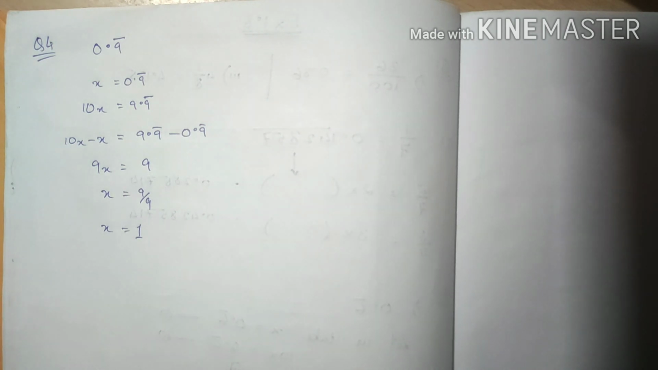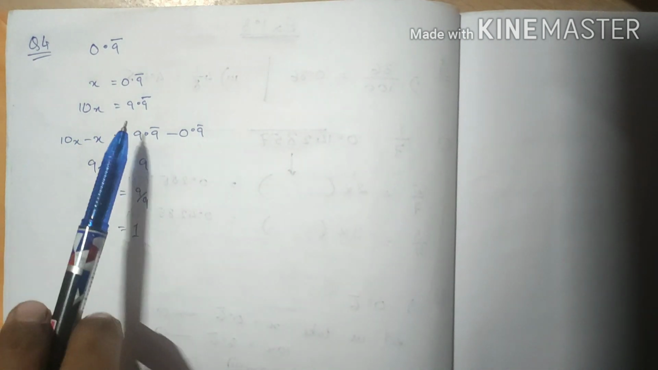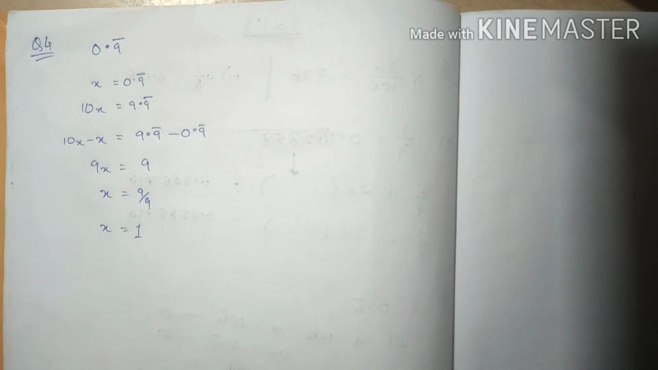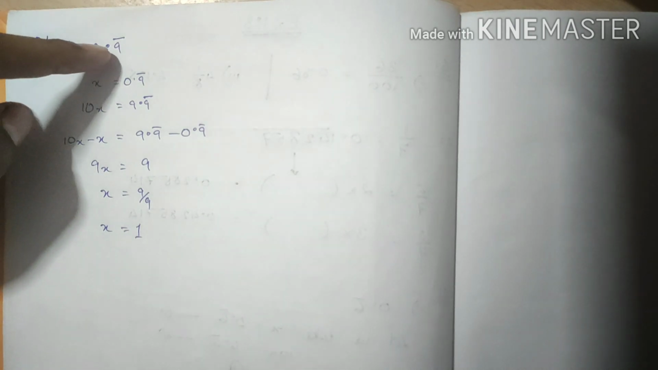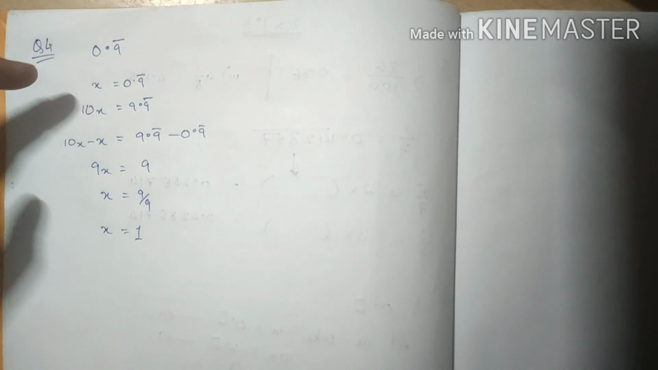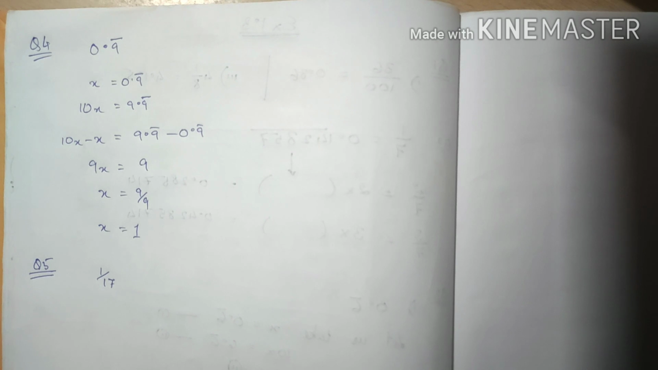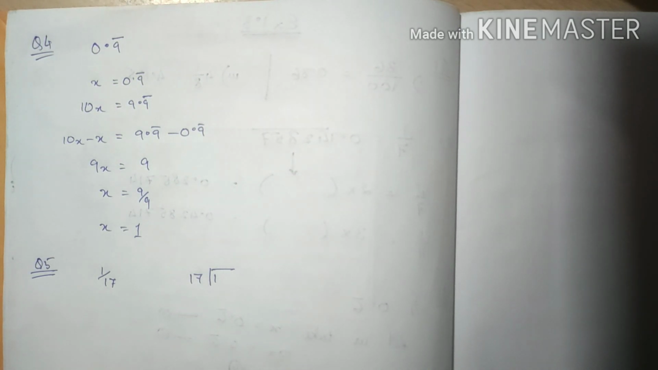See, in 0.9 bar, this 9 is infinite times. And since it is infinite times, it is almost equivalent to 1 only. So the decimal representation of 0.99999 infinite will be almost equal to 1. And this is the proof of it. Next, question number 5. You just have to calculate 1 by 17. That is, just divide 1 by 17. So this is your homework and I need the answer up to 14 decimal places. Please remember, up to 14 decimal places.